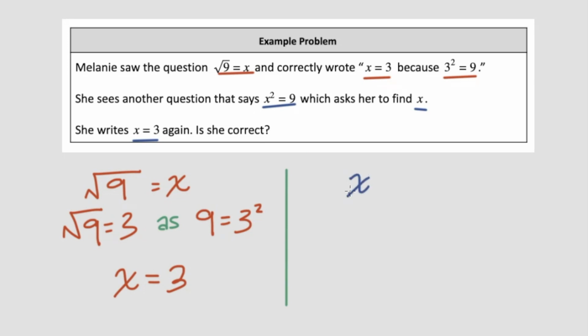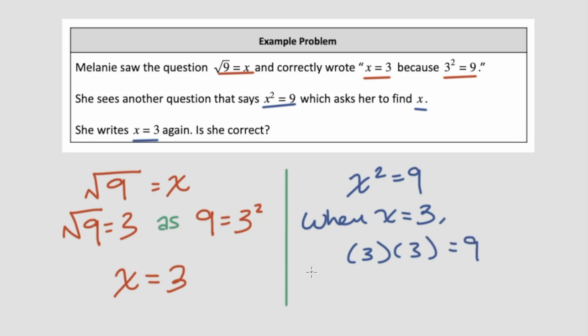All we have here is x to the power of 2 is equal to 9. We're not given a square root here, and we're trying to find x as a result. So, I can use x equals 3 again. When x equals 3, 3 times 3 is equal to 9, so that's correct. So, Melanie wrote that x equals 3, which is good.